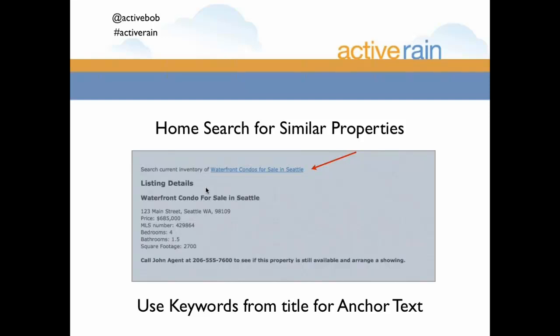So you'll see at the top of our post, the first line is going to say, search current inventory of waterfront condos for sale in Seattle. And it might even be better if I had, waterfront condos for sale in West Seattle, but the anchor text that I use on that link is going to either exactly match or very closely match the descriptive title that I used.